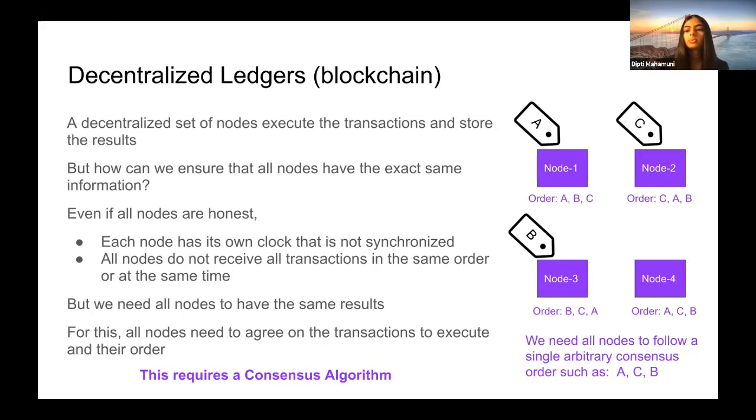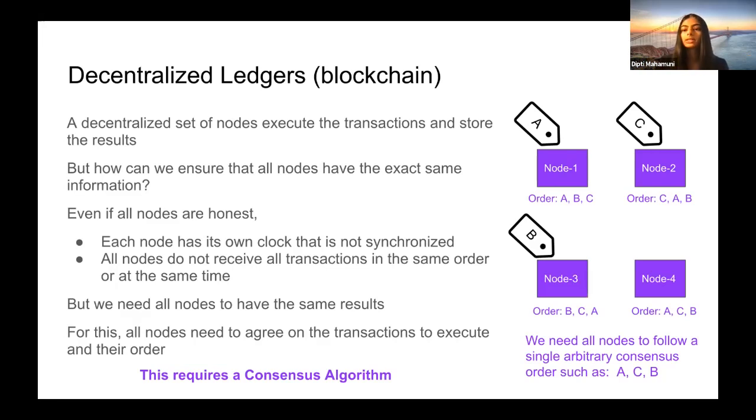Now, if we assume that all of these nodes are honest, which is not always necessarily the case, the problem is that each of these nodes across the globe have their own timestamps or clocks, which aren't synchronized. The second problem is that there's no guarantee that all of the nodes will receive the same information in the same order and at the same time.